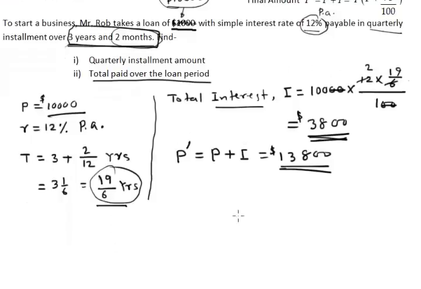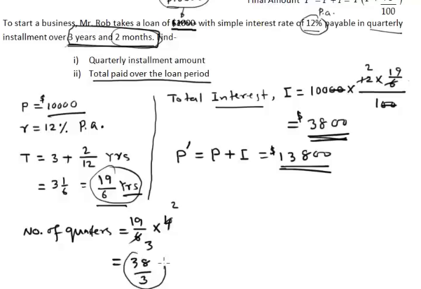Now the number of quarters, which we calculated previously, we can calculate here also. This is the total years, 19/6, times 4 quarters in each year. So this is the total number of quarters. If we do 2 and 3, so 19 times 2 is 38/3. So this is the total number of quarters. This is his total pay with principal amount and interest. So this total payment will be divided into this many quarters. So this was the answer for the second question.